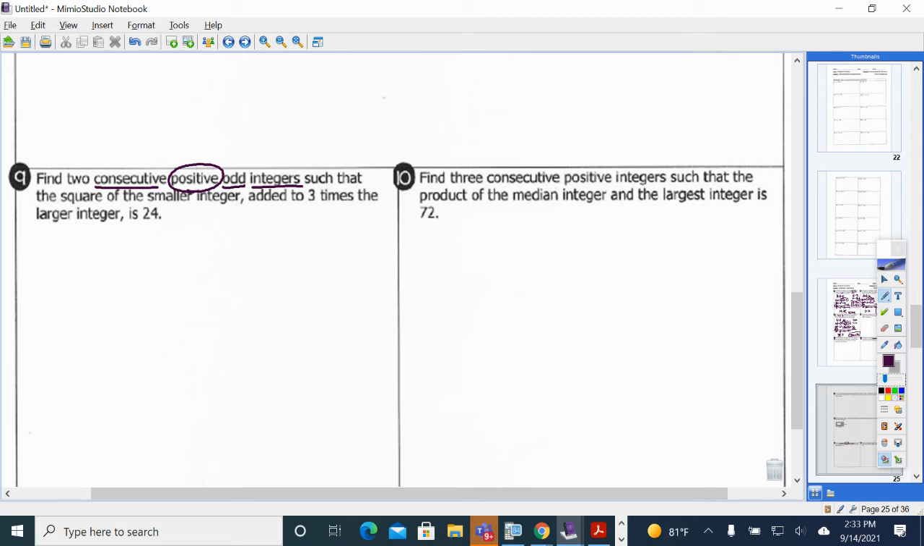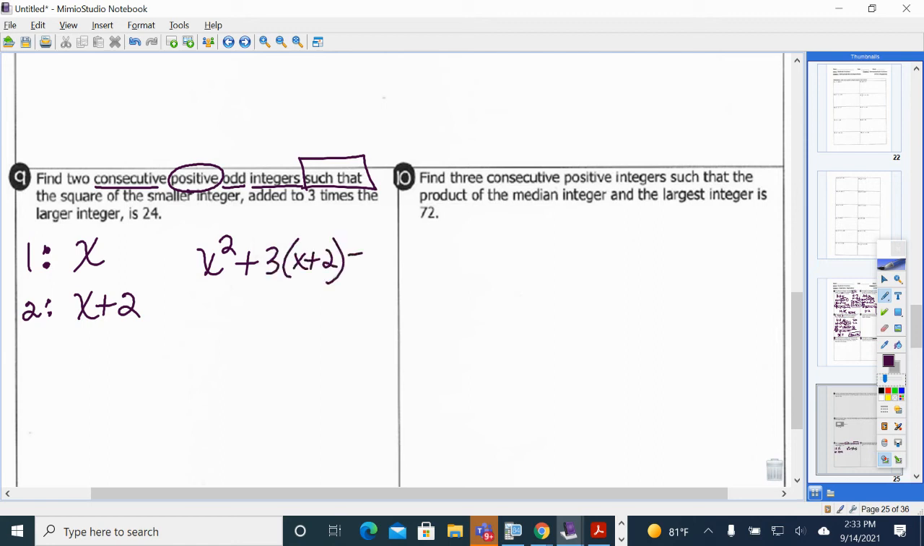I need 2, so I'm going to label that 1 and 2. And remember that the first one's always x. Now we are asked to find consecutive odd, so that means the next one is x plus 2. And then we're going to use the such that to set up our equation. Such that the square of the smaller, so the first one is x, which is the smaller, x squared, added to 3 times the larger is 24. So that's setting up the equation.